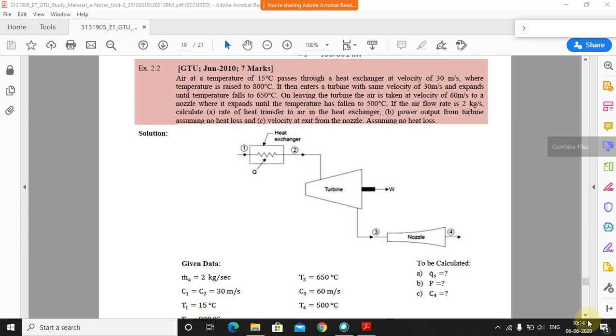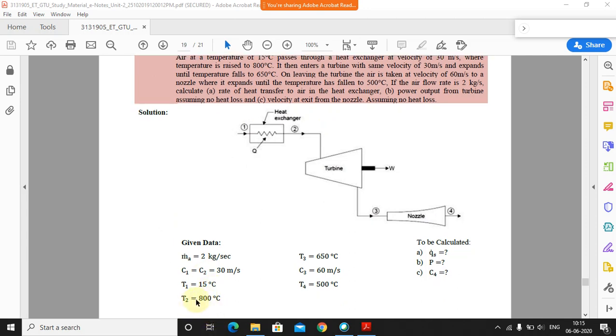तो heat exchanger में normally heat up हो जाता है. Okay, so at that time your temperature will be increased over there. So this T2 is equal to 800. Then it is leaving the turbine with a temperature of 650.